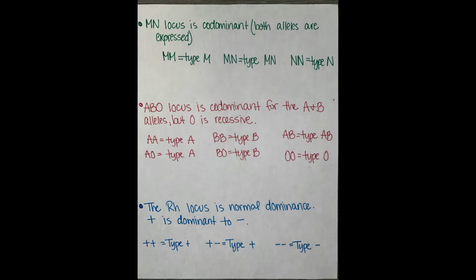Today we're going to talk about blood typing, specifically at 3 loci. The first one is the MN locus. This is going to be a codominant locus. What that means is that if you have an M allele and an N allele, both will be expressed.